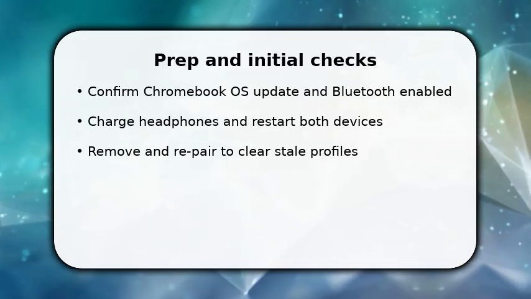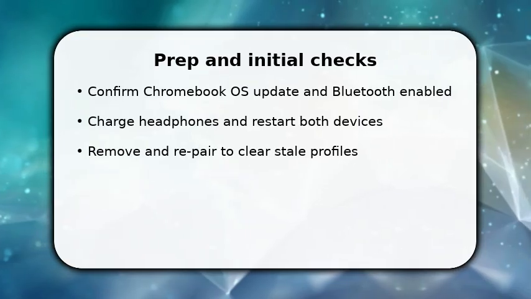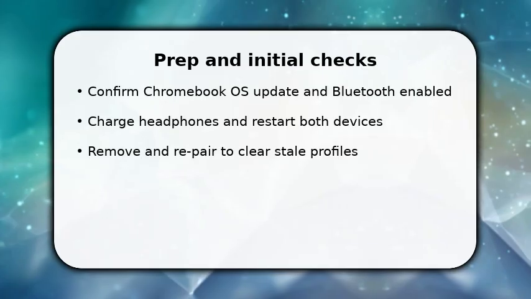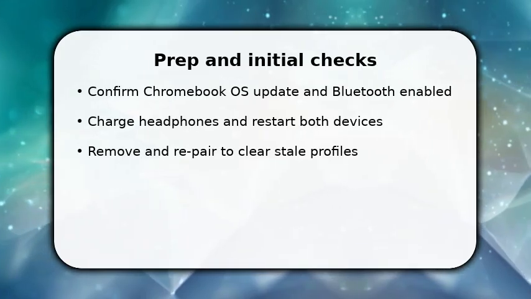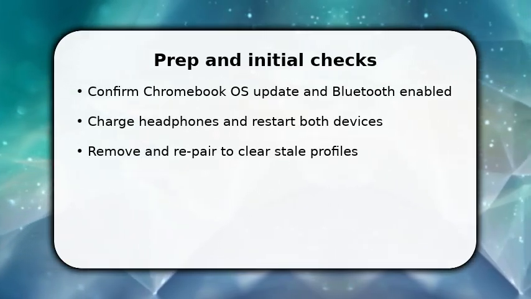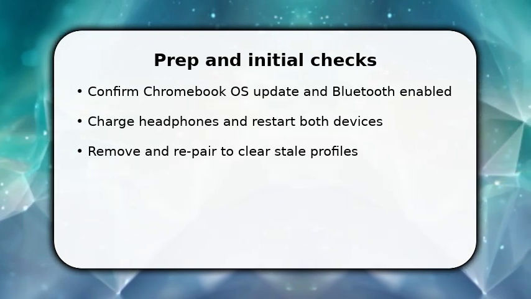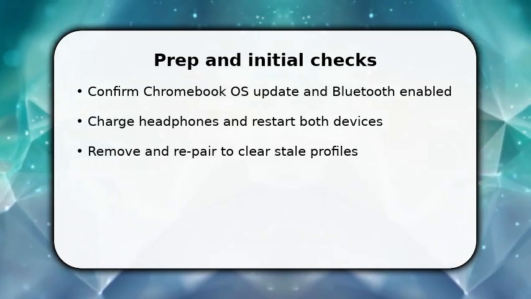Next, remove the headset from Bluetooth settings and repair it to clear old profiles and force a fresh negotiation of codecs and sampling rates. Doing these first steps removes the most common causes quickly, so you can move to deeper fixes. Now focus on audio negotiation and interference.